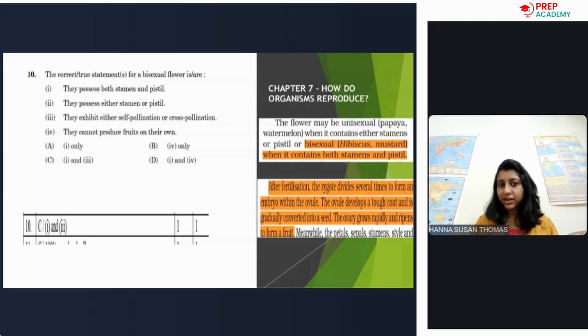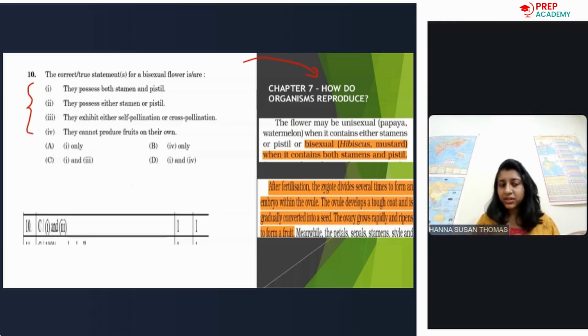question number 10 in that particular question paper, set 1. The correct or true statements for a bisexual flower is or are. First, think about the chapter. Which chapter? Chapter 7, how do organisms reproduce? Right. Let's go through the 4 statements that are given here.